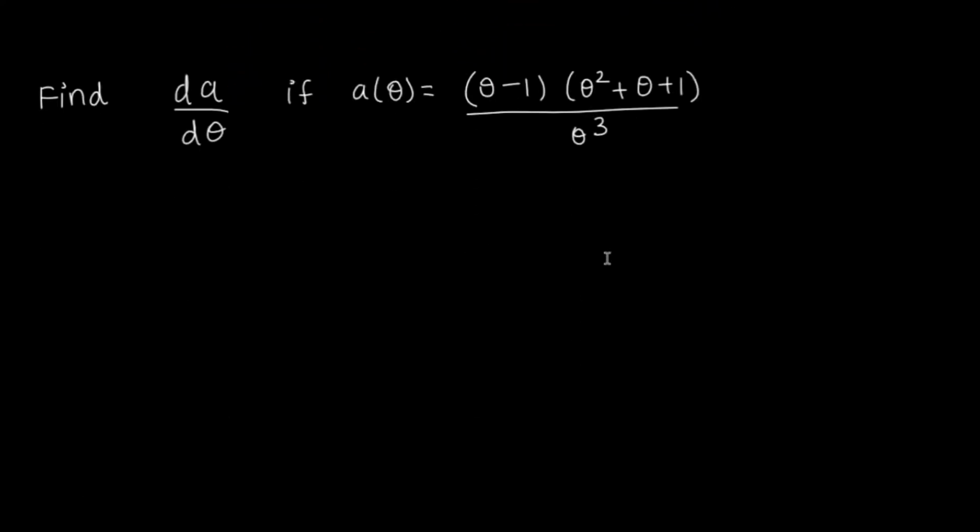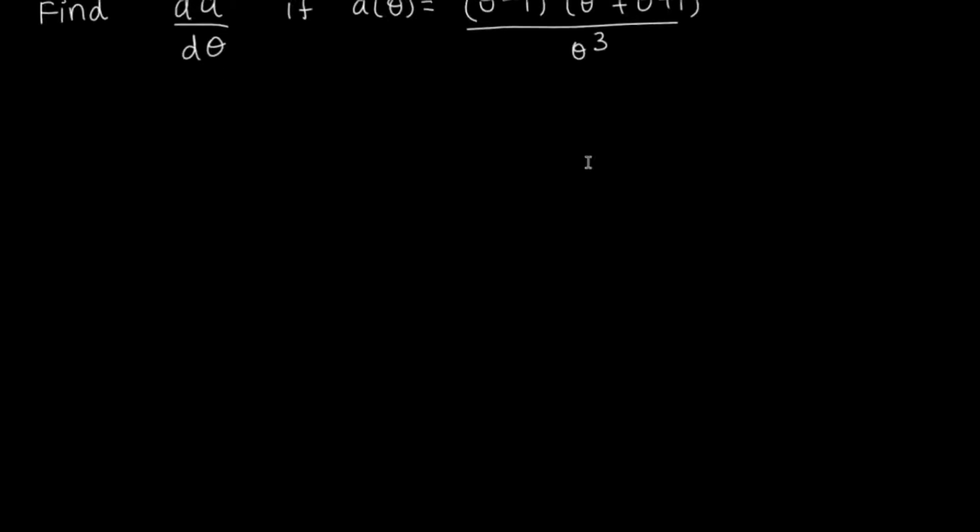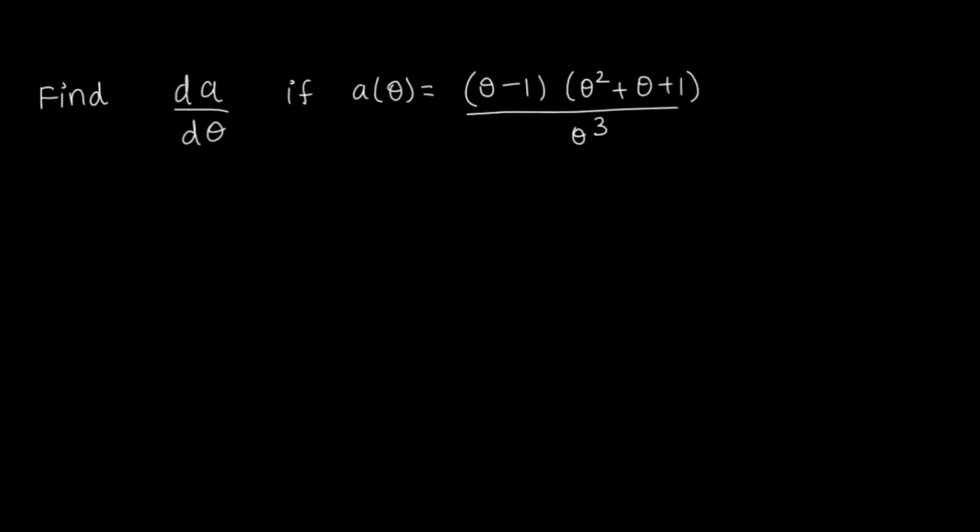So we need to find the first order derivative of the function A with respect to theta, wherein the function is defined as follows: theta minus 1 times theta squared plus theta plus 1, all of this divided by theta cubed. And you might be tempted to say, okay, let's take this to be f and let's take this to be g, and let's just start by using the quotient rule.